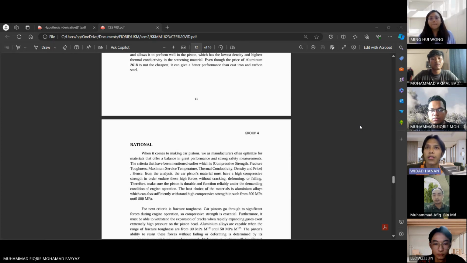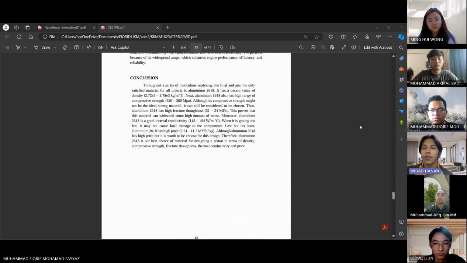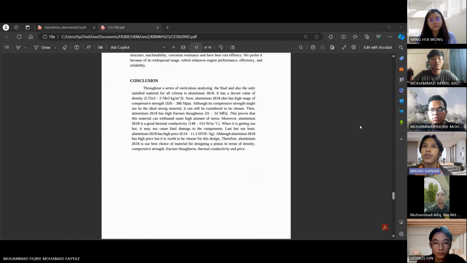For our conclusion, we choose aluminium 2618 because it has a decent value of density. Next, it also has a high value of compressive strength. Then it also has high fracture toughness. And moreover, aluminium 2618 has good thermal conductivity. So finally, its price is high, but it is worth it for its good performance.